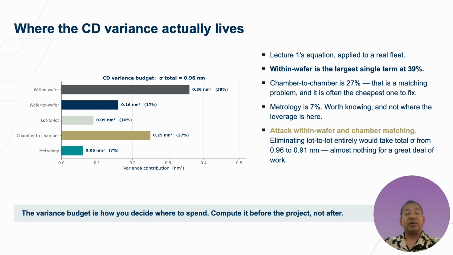Now consider lot to lot at 10%, and suppose you ran a project and eliminated it entirely, perfect lot to lot control, 0 variance. Total sigma goes from 0.96 to 0.91 nanometers. 5% on a project that eliminated the entire source of variation completely. That is the quadratic at work, and it is why the budget matters. Compute the variance budget before the project, not after. It is the cheapest analysis in this course and it routinely redirects a year of work.